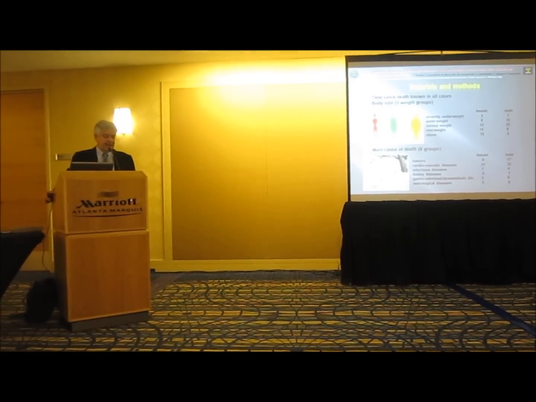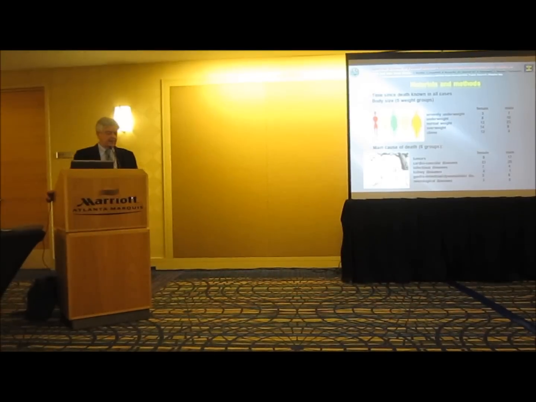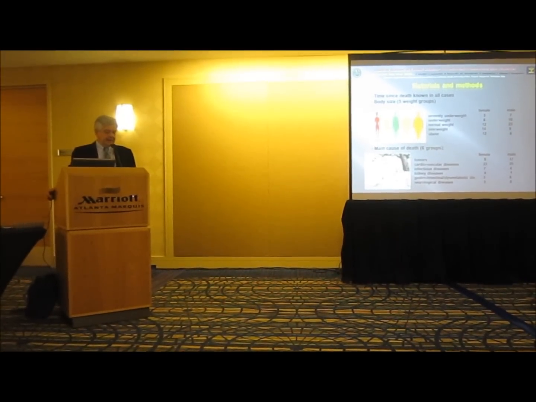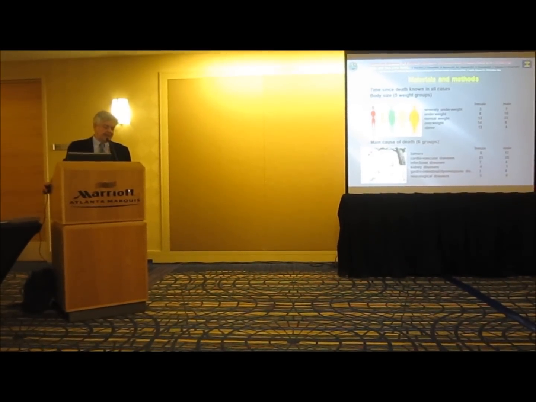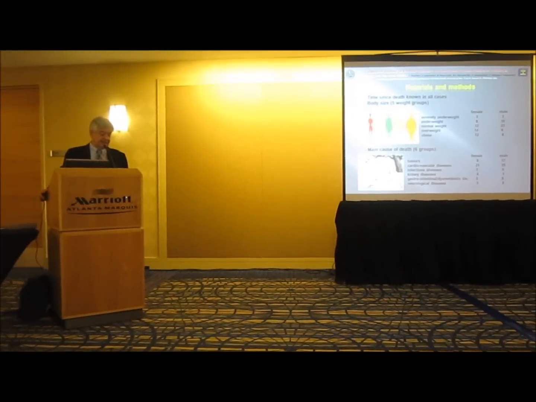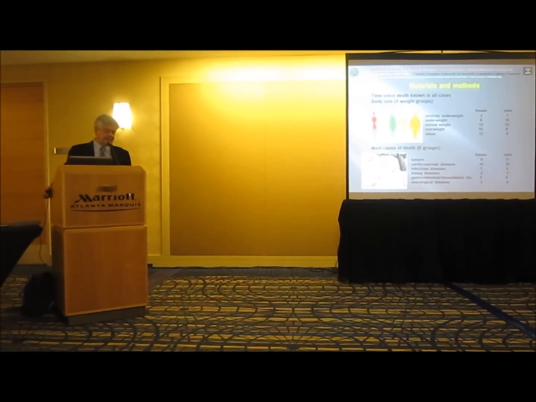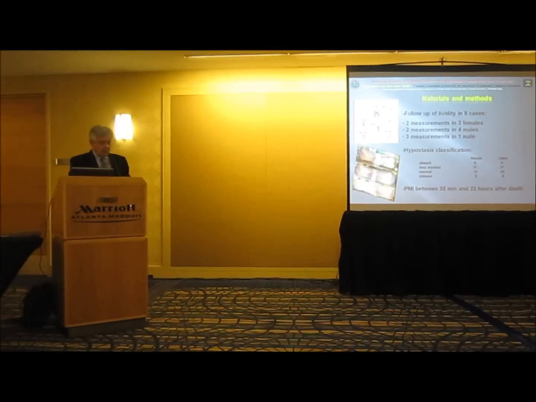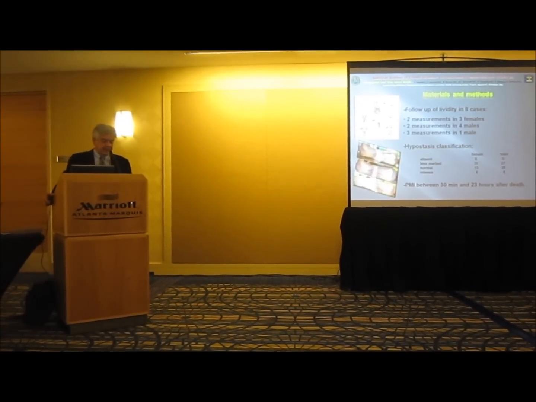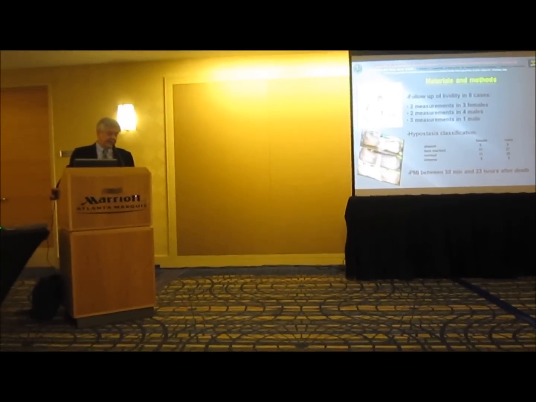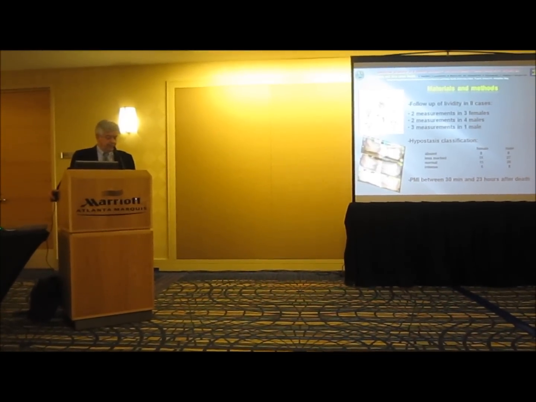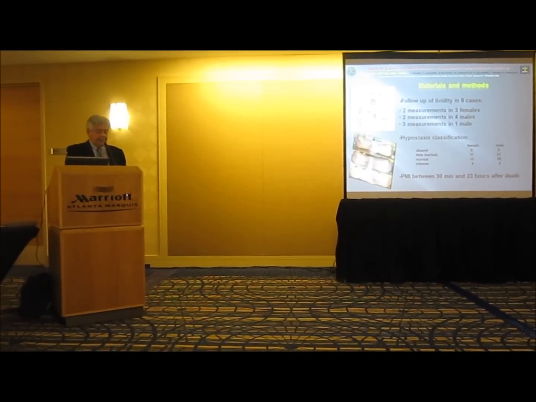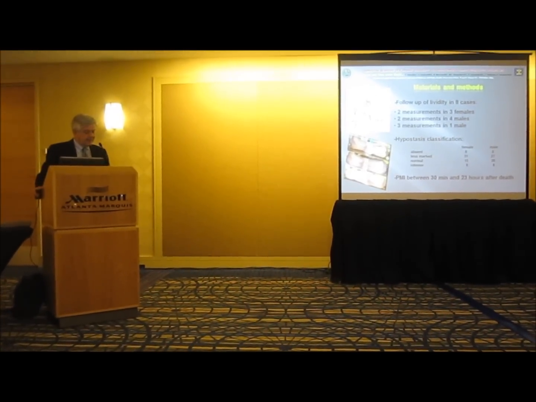Body size was described as 5 weight groups: severely underweight, underweight, normal weight, overweight, and obese. Causes of death included many groups: tumors, cardiovascular disease, infectious disease, kidney disease, gastrointestinal and dysmetabolic diseases, as well as neurological diseases. We were able to follow up the validity and record our measurement more than once in only 8 cases. From a qualitative point of view, we described the hypostasis as absent, less marked, normal, or intense. PMI ranged between 30 minutes and 23 hours after death.